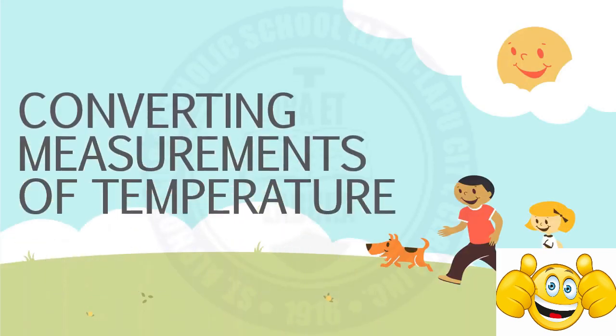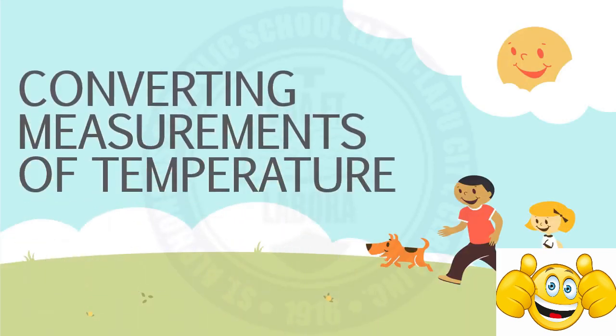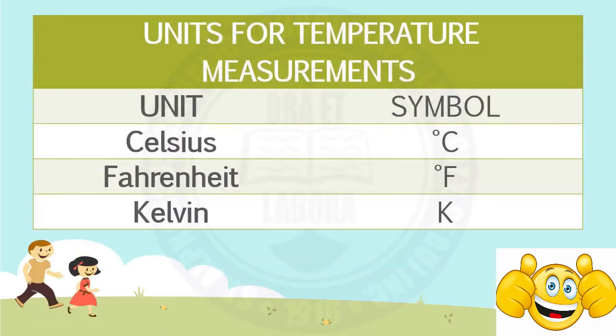Let's go on to converting measurements of temperature. Temperature is how hot or cold a thing is. Temperature is measured using a thermometer. Units for temperature measurements: Celsius with the symbol degree C, Fahrenheit measured in degrees F, and Kelvin with the symbol K.